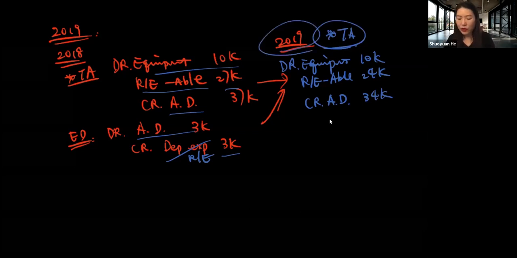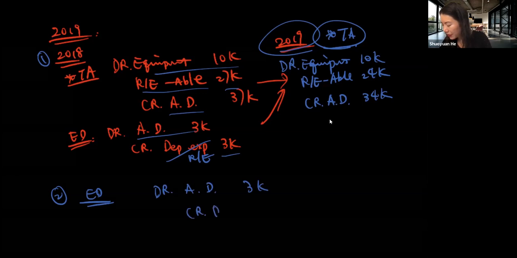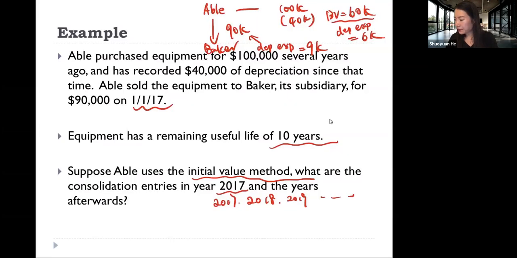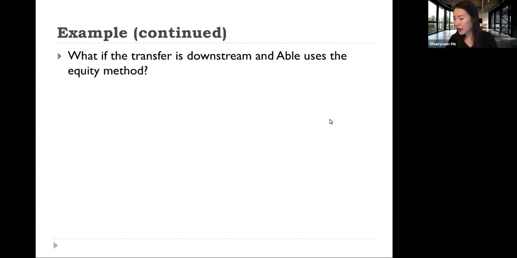And then we just do the same thing again. So this is the first entry, and the second entry is the ED entry in the year 2019, which is basically the same as before. We debit accumulated depreciation for 3,000 and credit depreciation expense for 3,000. So those are the 2 entries in the year 2019. And if you want to move forward to the year 2020, we just do the same thing again. So those are the general entries.